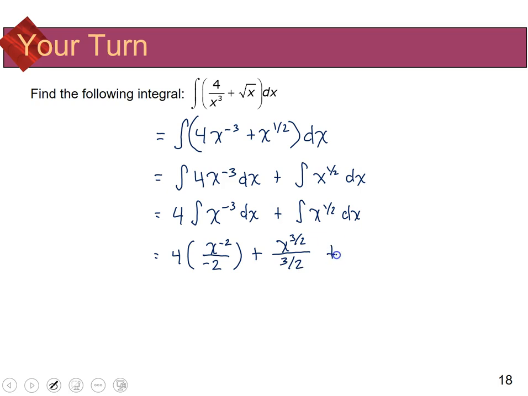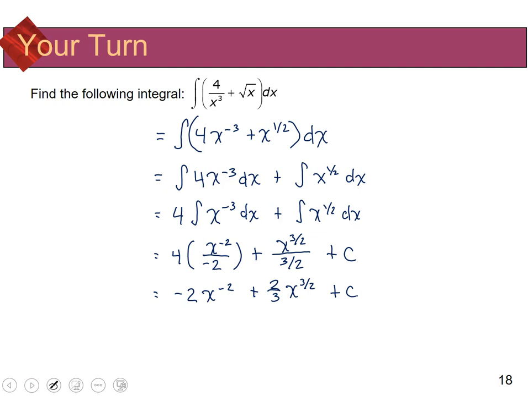And now I can just put an arbitrary plus c at the end because I've done all the integration. Here I'm going to have essentially negative 2 times x to the negative 2 power. And I could leave it like that, and I'm going to rewrite it in a second as well. Dividing by 3/2 is the same thing as multiplying by 2/3, so I could write this as 2/3 times x to the 3/2 power plus c. And again, there are different ways I could write the final answer for this.